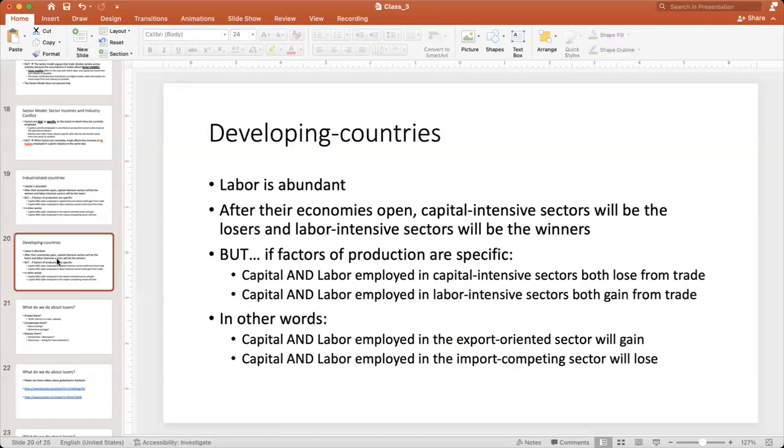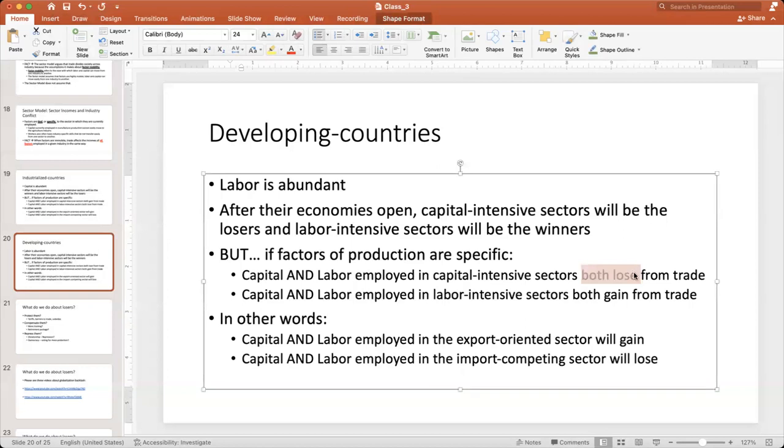In developing countries, the story is kind of the same. The developing countries are labor abundant. After their economies open, capital-intensive sectors will be the losers, and labor-intensive sectors will be the winners. But if factors of production are specific, the capital and labor employed in capital-intensive sectors will lose from trade. Computers, machinery, so on and so forth, those types of capital that are required to produce manufactures will not be demanded by firms.